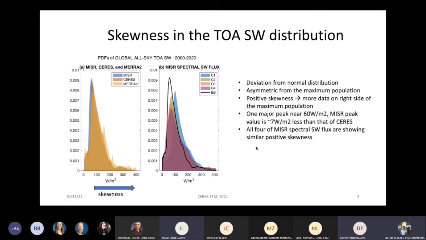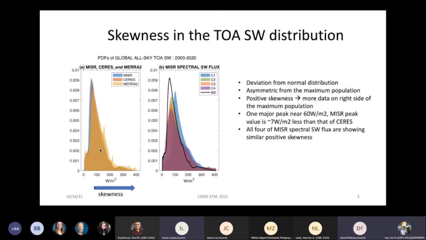The comparison of PDFs of global all-sky monthly broadband TOA shortwave flux during the Terra measurement from 2000 to 2020 clearly shows that the 3 PDFs from MISR, CERES, and MERRA-2 deviate from normal distribution. The distribution is asymmetric from the maximum population with positive skewness, which means there is more data on the right side of the maximum population.